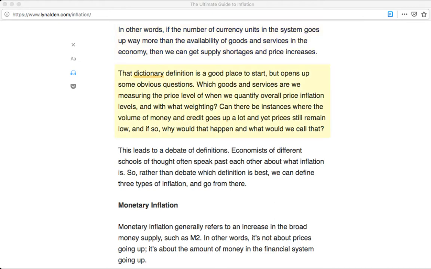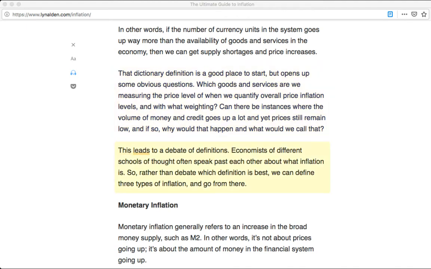That dictionary definition is a good place to start, but opens up some obvious questions. Which goods and services are we measuring the price level of when we quantify overall price inflation levels, and with what weighting? Can there be instances where the volume of money and credit goes up a lot and yet prices still remain low? And if so, why would that happen and what would we call that?